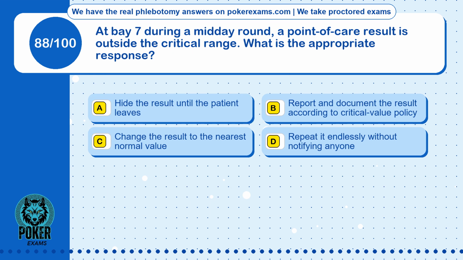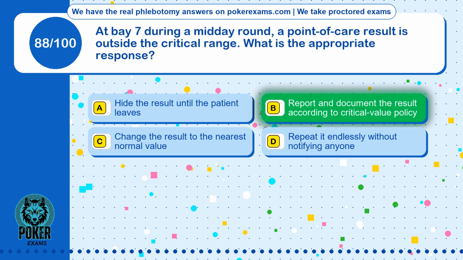Question 88. At Bay 7 during a midday round, a point-of-care result is outside the critical range. What is the appropriate response? Option A. Hide the result until the patient leaves. Option B. Report and document the result according to critical value policy. Option C. Change the result to the nearest normal value. Option D. Repeat it endlessly without notifying anyone.